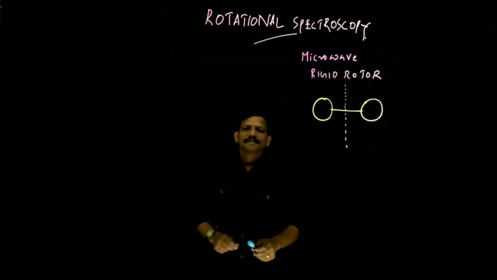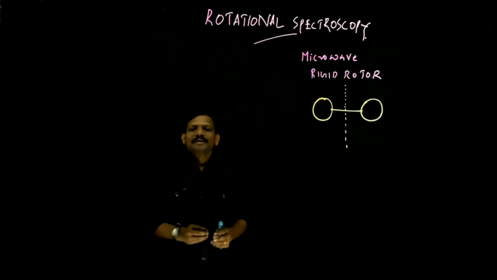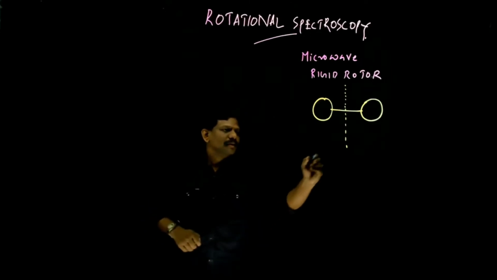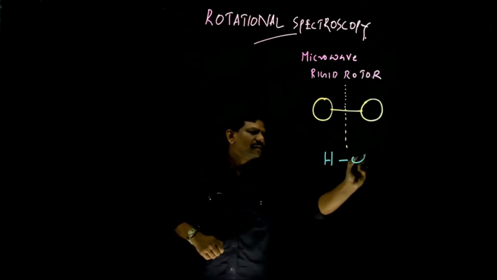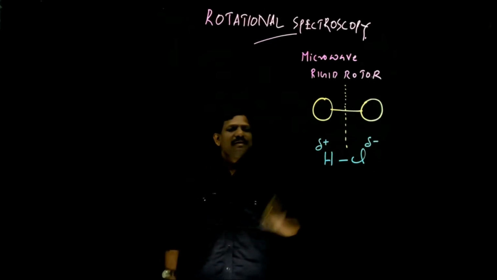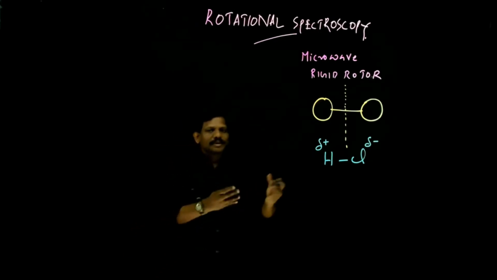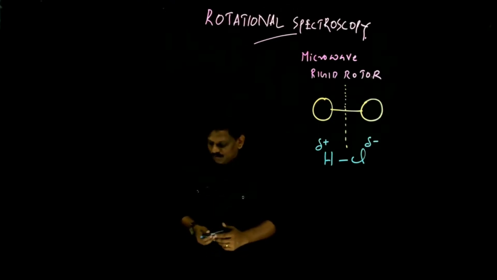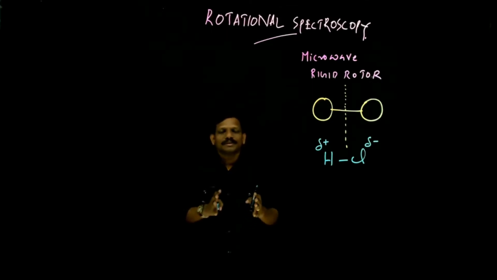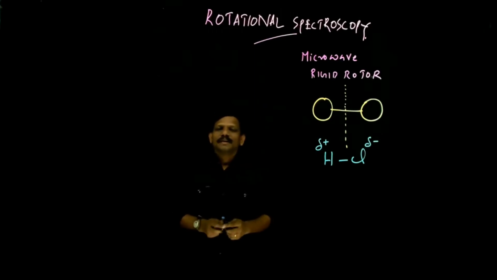One of the fundamental concepts here is that rotational spectroscopy is shown by molecules which have a permanent dipole moment. For example, in a molecule like HCl, there is a partial positive charge on H and a partial negative charge on chlorine. So this can act as a dipole. We will first check how a dipole causes the signals. That is the origin of rotational spectroscopy.